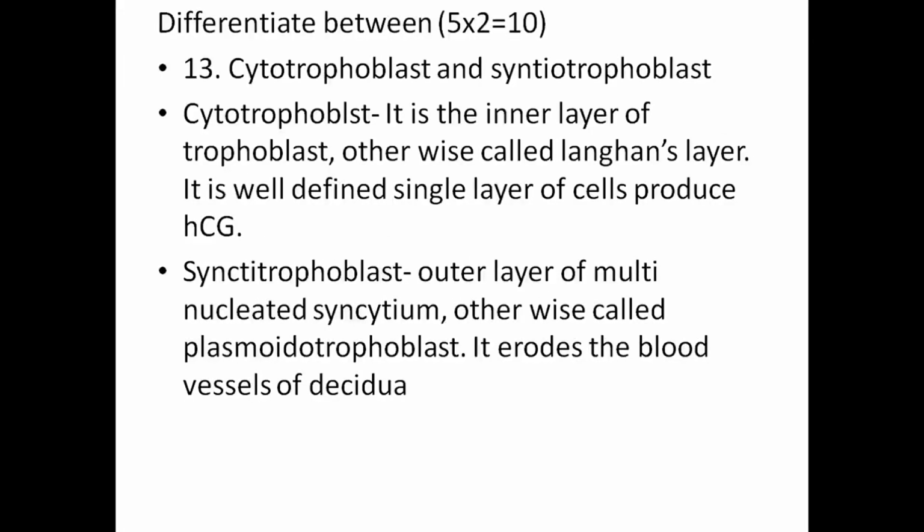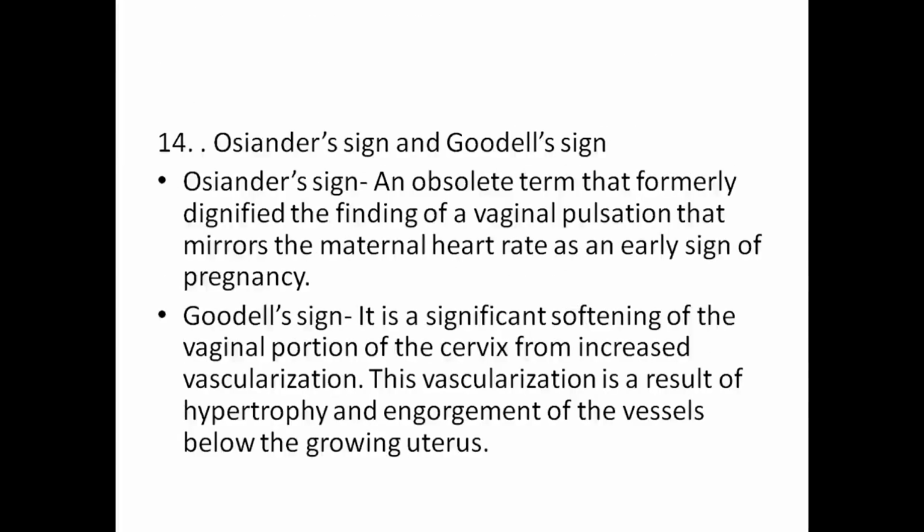Differentiate between cytotrophoblast and syncytial trophoblast. Cytotrophoblast is the inner layer of trophoblast, otherwise known as the Langhans layer. It is a well-defined single layer of cells that produces HCG. Syncytial trophoblast is the outer layer of multinucleated syncytium, otherwise called plasmodial trophoblast. It erodes the blood vessels of the decidua.